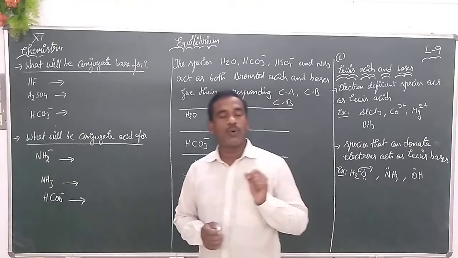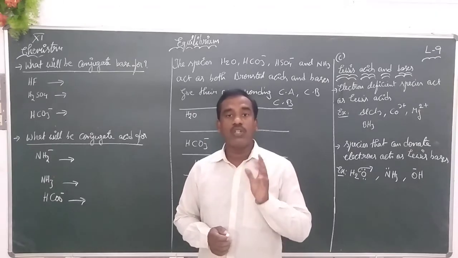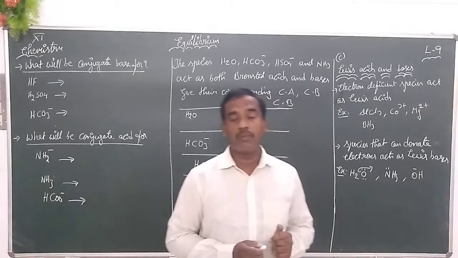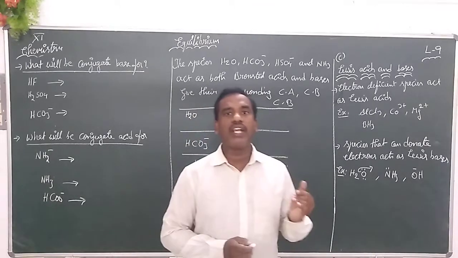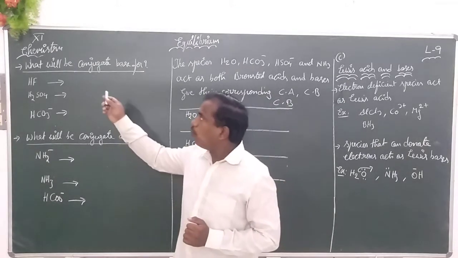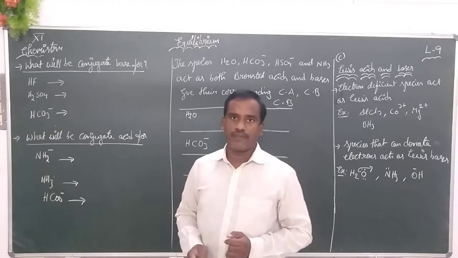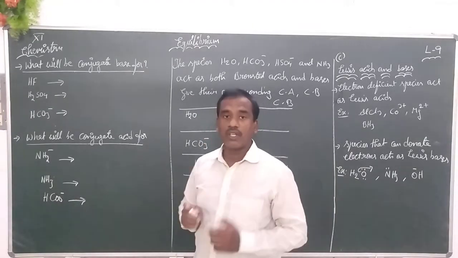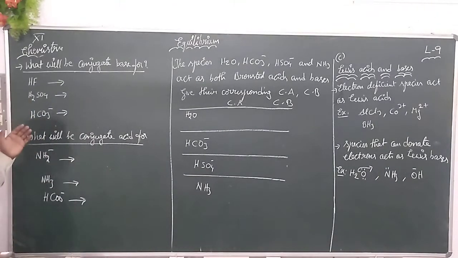Very easy concepts. What is meant by a Bronsted base? A conjugate base. You must not forget that point. What is meant by a conjugate base? It is formed from an acid. Now, what will be the conjugate base for the following? Some set of examples are given to you.